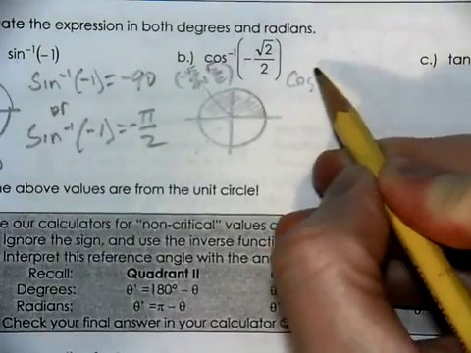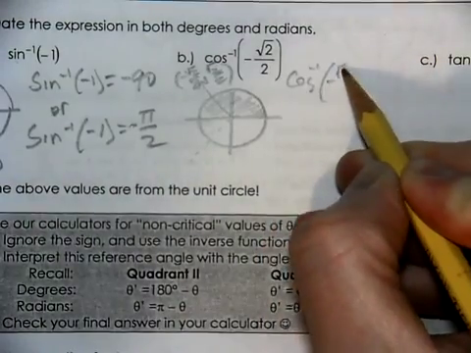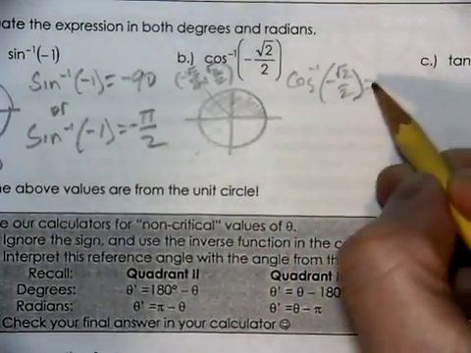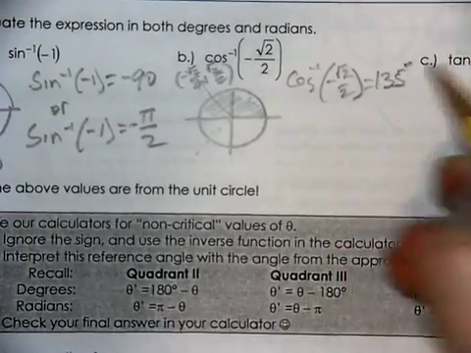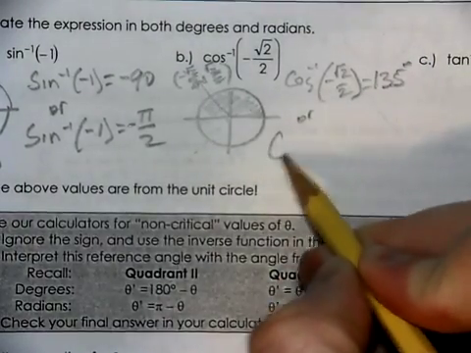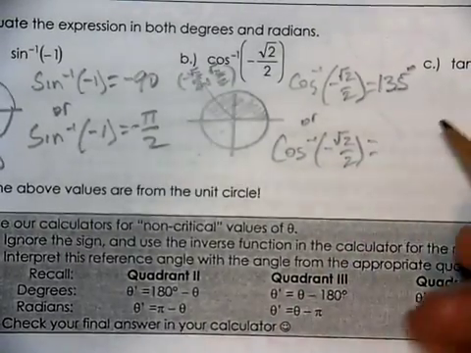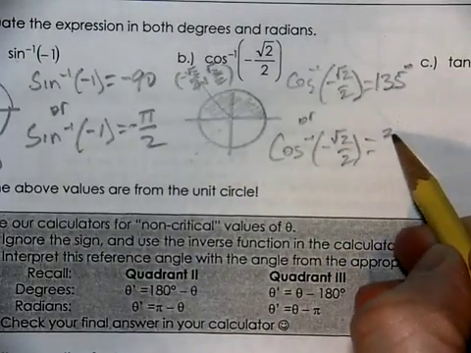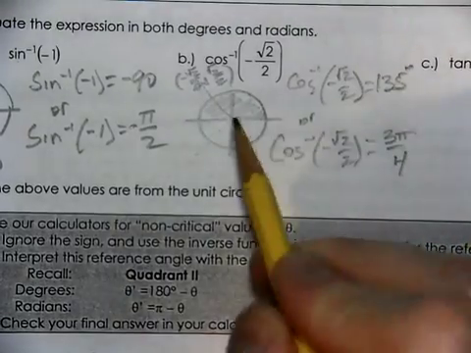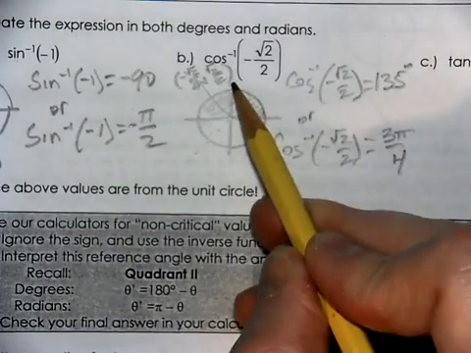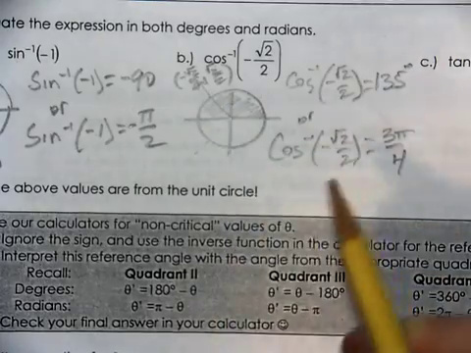So where is cosine inverse of negative root 2 over 2? That happens at 135 degrees. Or you could say that cosine inverse of negative root 2 over 2 equals 3 pi over 4. 1/4, 2/4, 3/4.